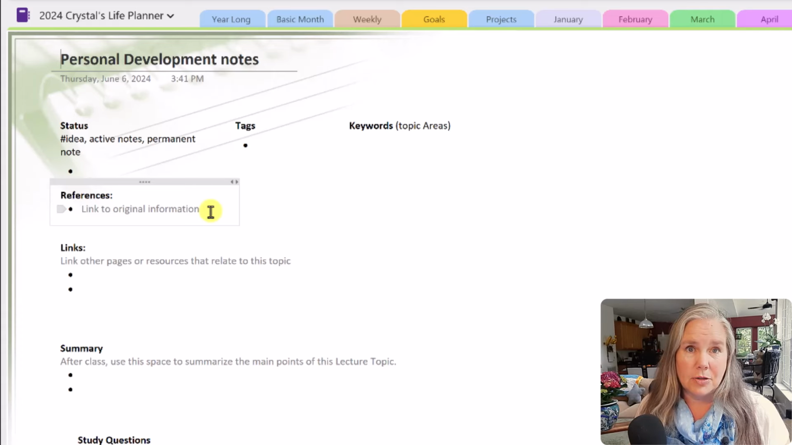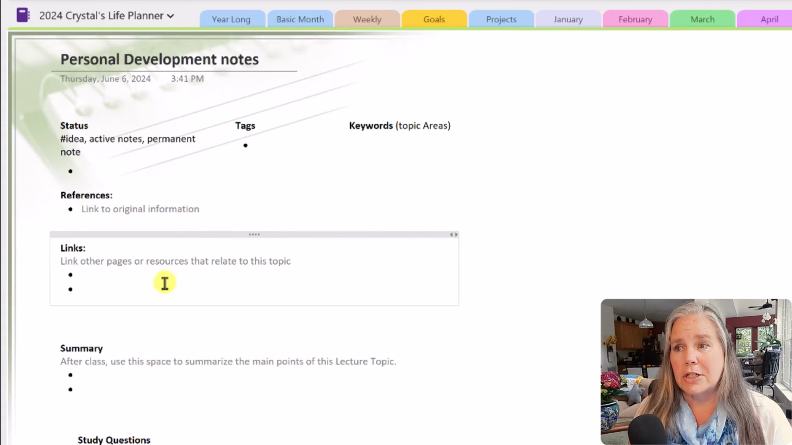It might be a Kindle book that I have stored on my Kindle. It might be a book that's upstairs on my bookshelf in the library, or it might be a link to a web page or something like that, some information where I originally got the information that I'm looking at, okay?